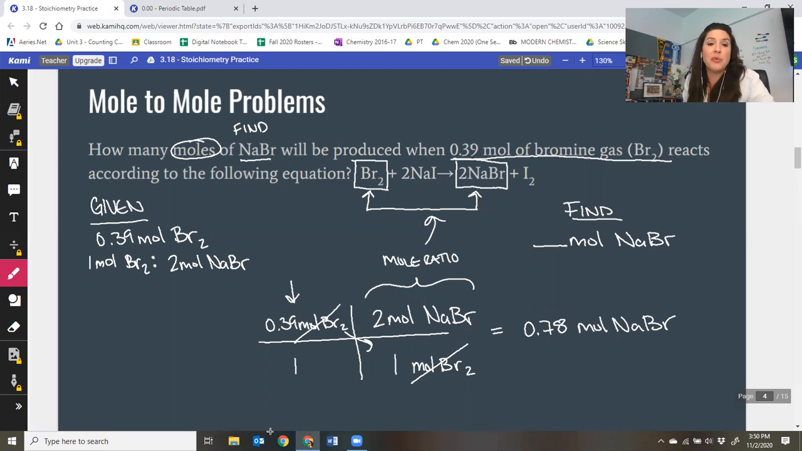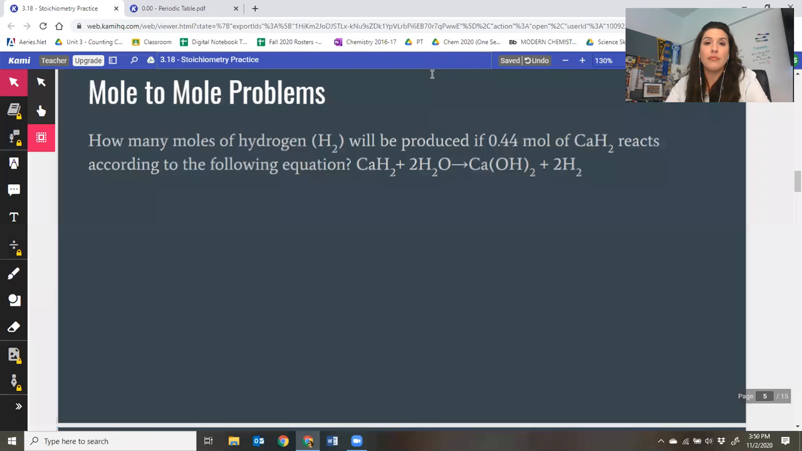Then I punched 0.39 times 2 into my calculator, and I got 0.78 moles of sodium bromide. All right, I hope you did well. Let's try another one. How many moles of hydrogen gas will be produced if 0.44 moles of calcium hydride reacts according to the following equation?